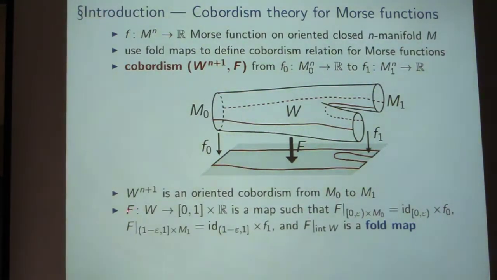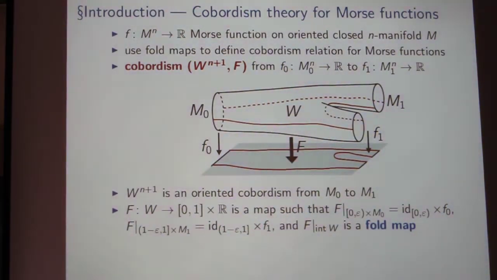And big F is supposed to be a map from W basically to the plane, such that the behavior near the boundaries is as follows. If you restrict F to a tubular neighborhood of M0 within W, then it should be the product of the identity on the interval with the Morse function f0. And on the other side, in a similar way, the restriction of F to a tubular neighborhood of M1 in W, let's say a collar, is also of this form. It's a product of the identity with the Morse function f1.